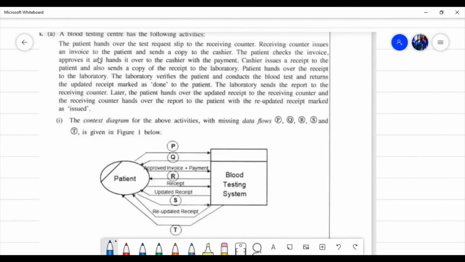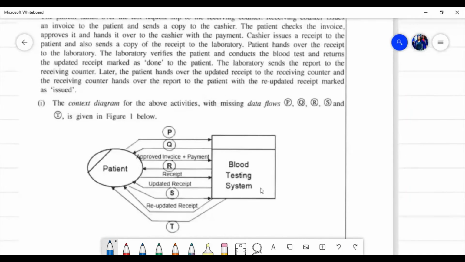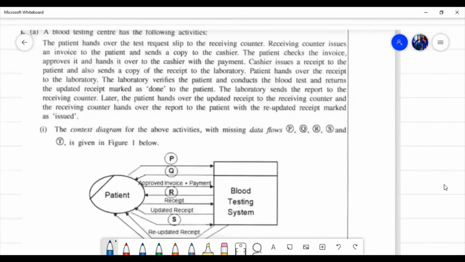Here this is about a blood testing center, right? It has the following activities. It's about a blood testing system now. We could see we have just one external entity, that is the patient. There could be many external entities, but just one process. Okay, so let's see what it says. The patient hands over the test request slip to the receiving counter, right? Okay, the patient is there, we understood that.